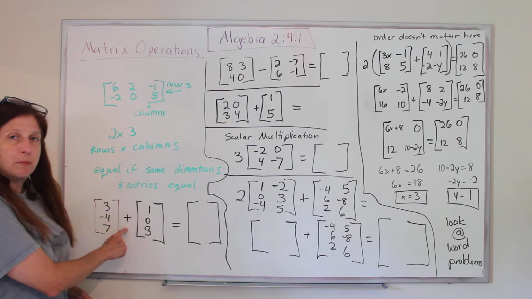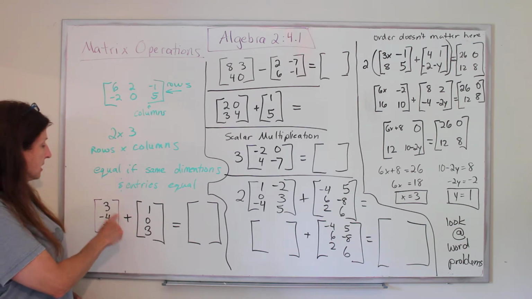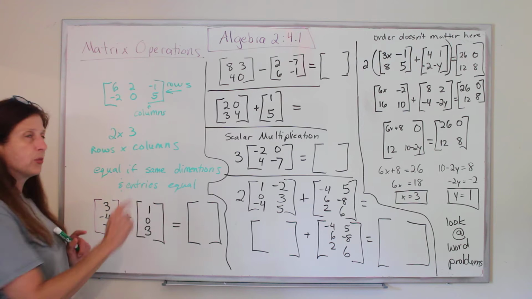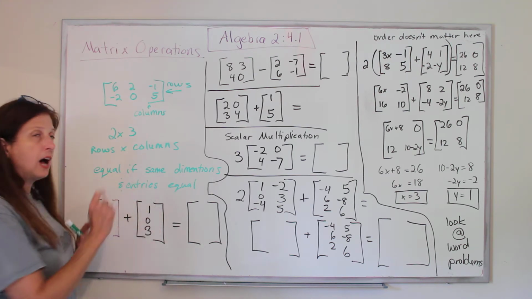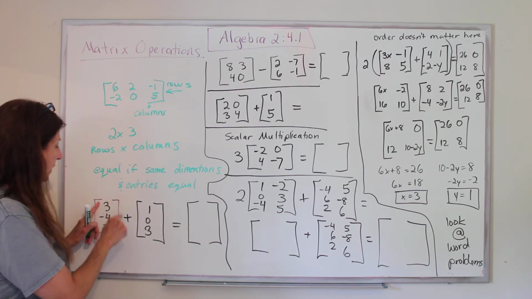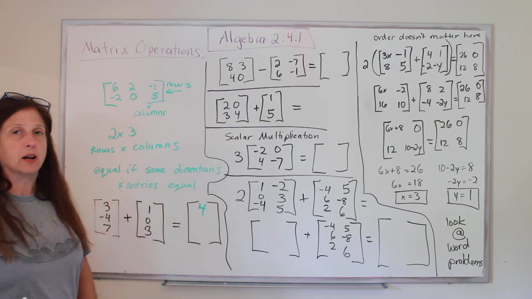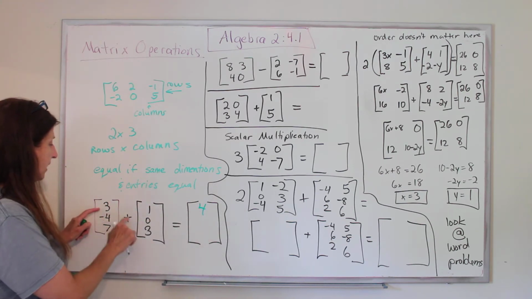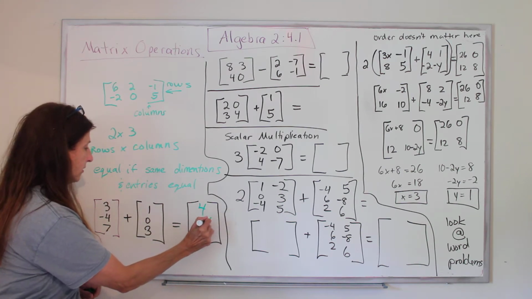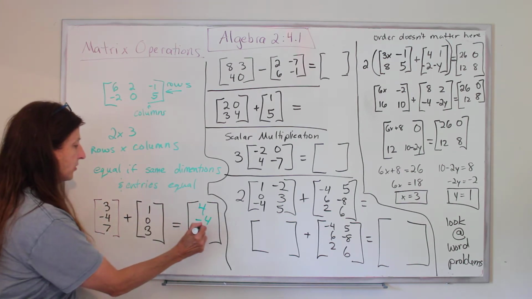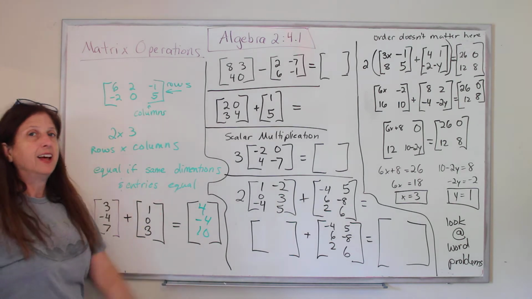So the math being done is plus. So 1 and 3 are both in the top position. So I do 3 plus 1, and I write the answer in the corresponding top position. So negative 4 plus 0 is negative 4, and 7 plus 3 is 10. Ta-da! I told you it was easy.